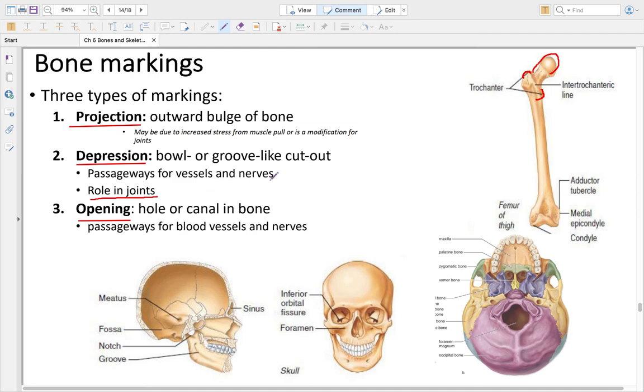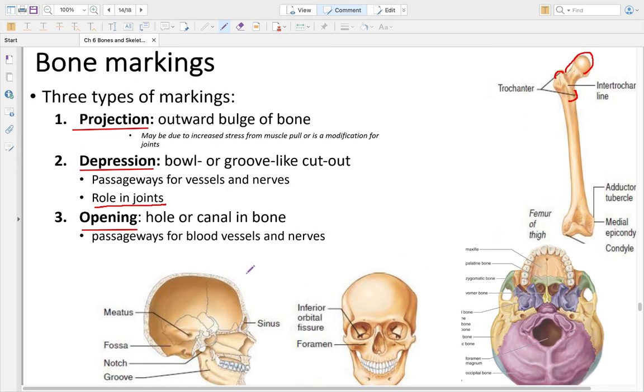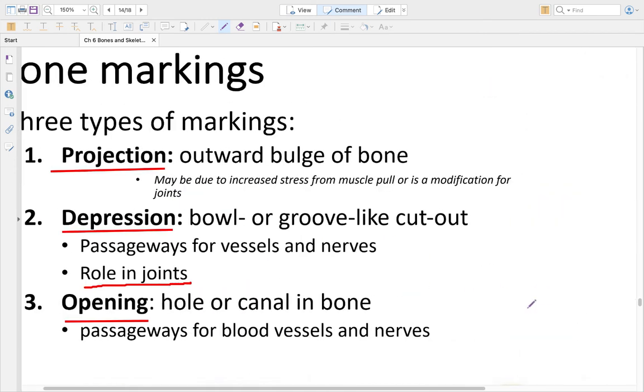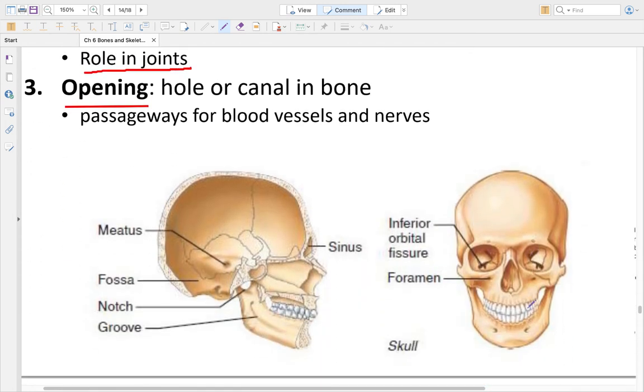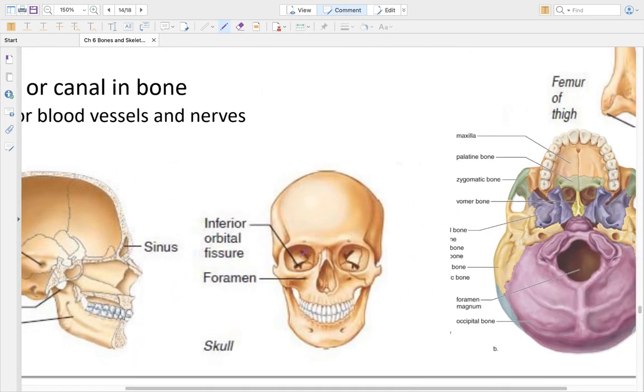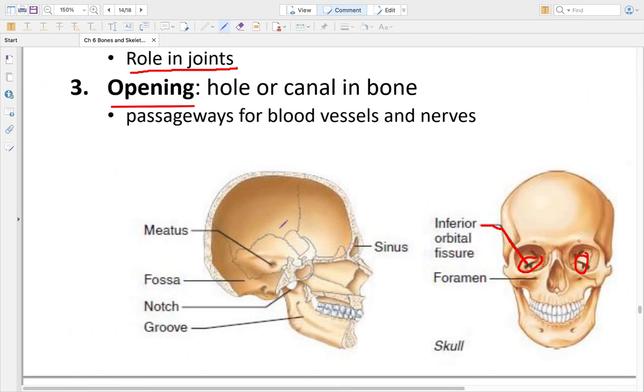Now, we have several depressions in this picture. Let's take a look at a couple, actually. There's one right there, the inferior orbital fissure. There's one on each side, okay? This little groove in the jaw.